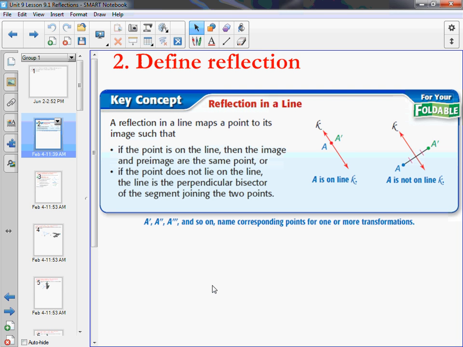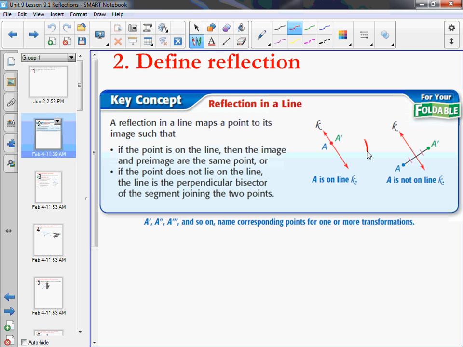A reflection in a line maps a point. Okay, so we're reflecting points, to its image such that, remember the vocabulary that the book uses: the pre-image is the original figure, the image is the new figure. All right, so maps a point to its image such that, you're going to love the first one. If the point is on the line, then the image and pre-image are the same point.